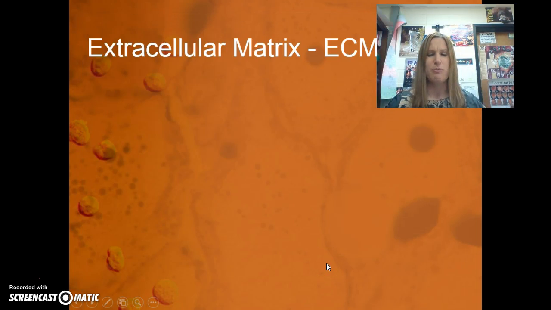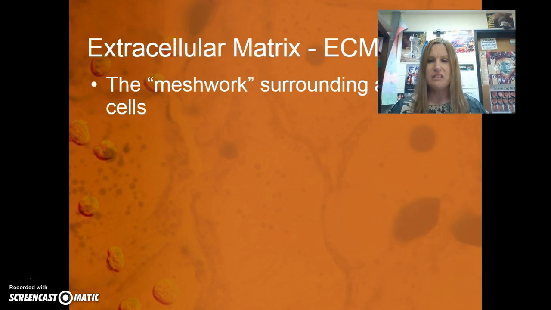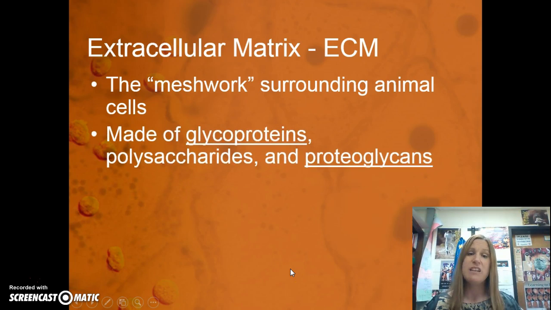The next thing I want to talk to you about, though, is the extracellular matrix, what we term as the ECM. Now, we've been talking about plant cells, and I want to go into a little bit about animal cells. We're going to talk about animal cells and even in plants, that cellular membrane, quite a bit here this week. And it's actually going to be our focus, is that cell membrane. Now, the ECM is the meshwork that surrounds the cells. It is made of glycoproteins, polysaccharides, and proteoglycans.